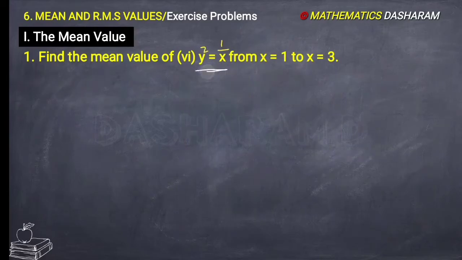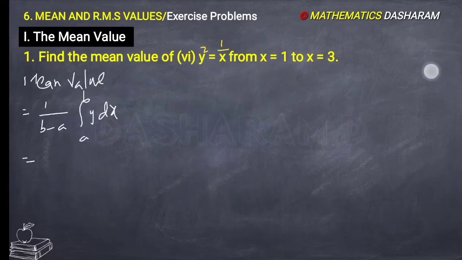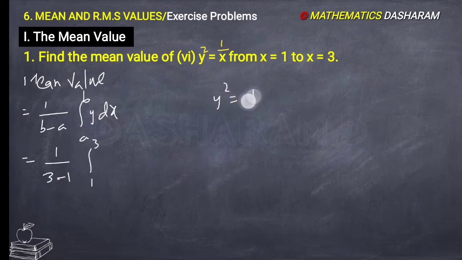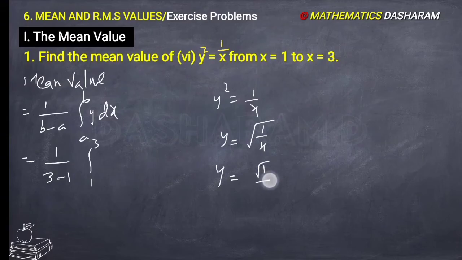Sixth question, y square equals 1 by x from x equals 1 to x equals 3. So let's substitute the values in the formula. Here the b value is 3 and the a value is 1. So integration 1 to 3 of y, where y square equals 1 by x. So then y equals under root 1 by x, then y equals root 1 by root x, so it is equal to 1 by root x.